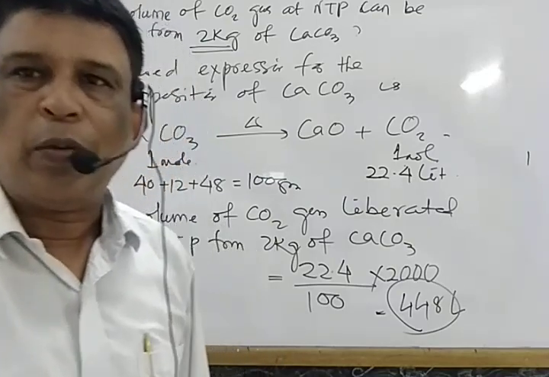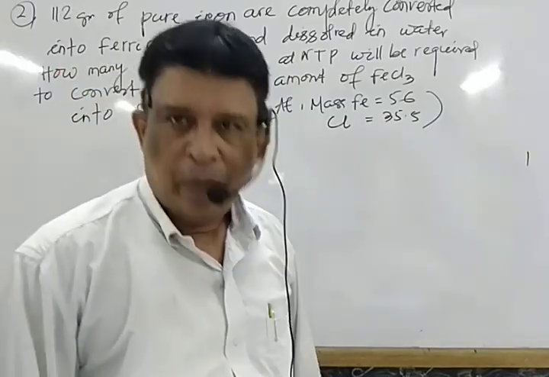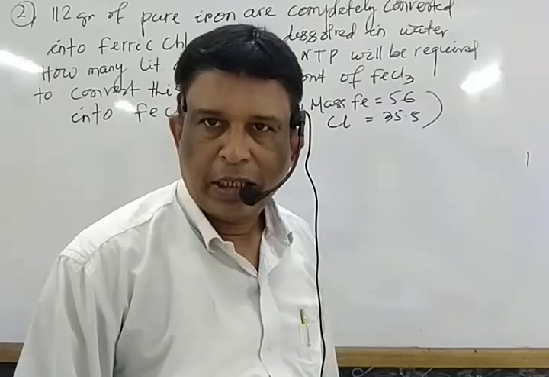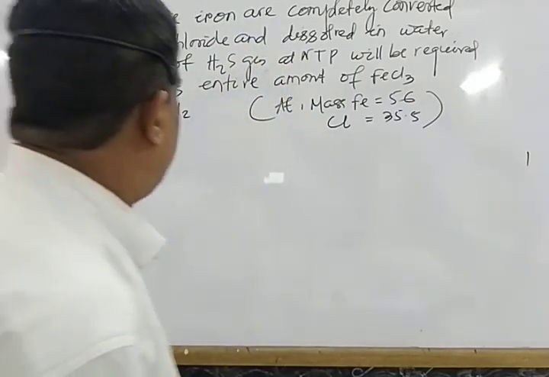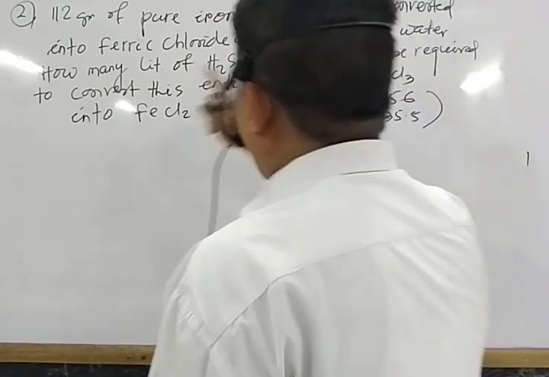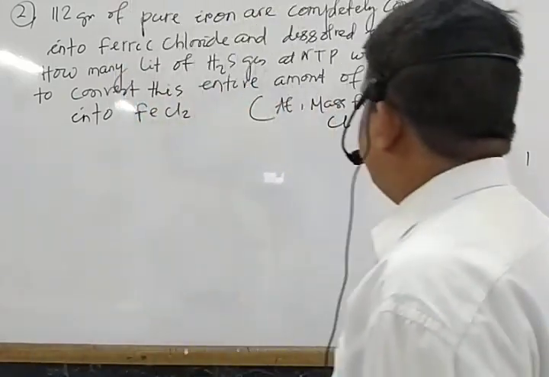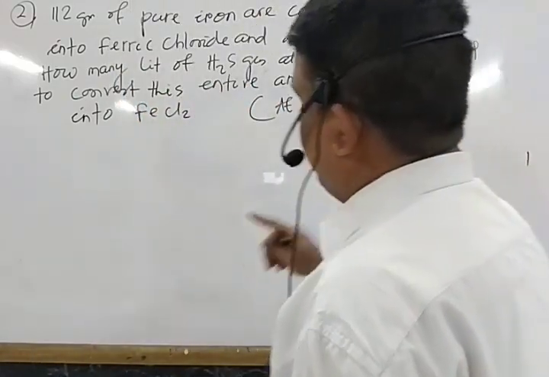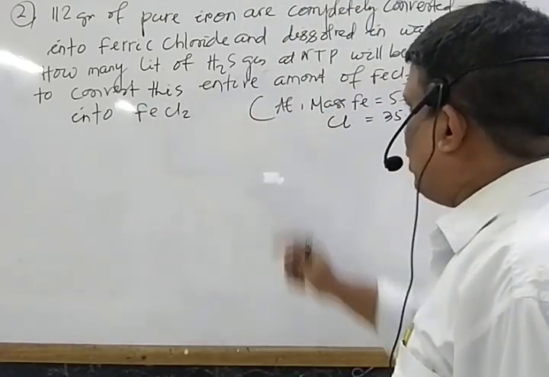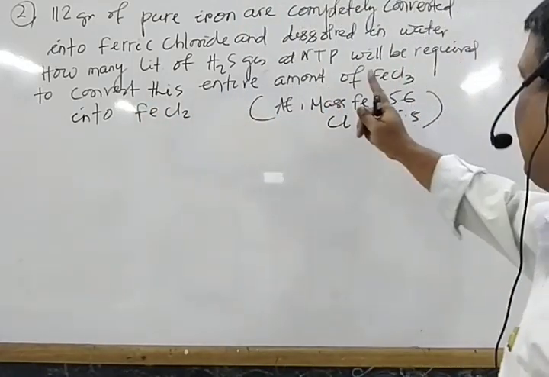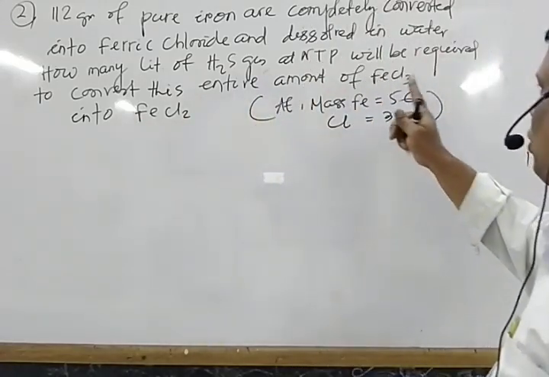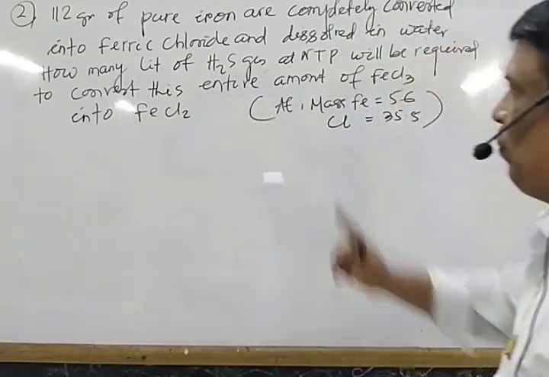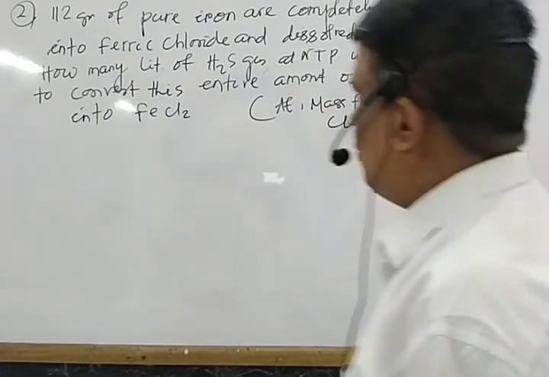Move to another type of problem. Mark the next problem. The next problem is: 112 gram of pure iron is completely converted into ferric chloride and dissolved in water. How many liter of hydrogen sulfide gas at NTP will be required to convert this entire amount of ferric chloride to ferrous chloride? Mark that.